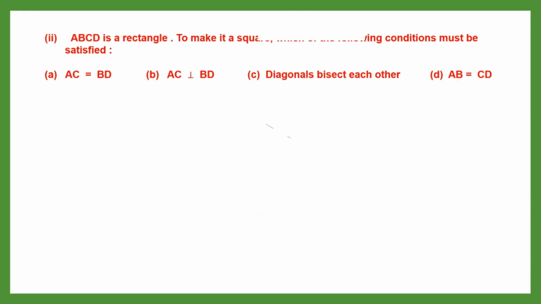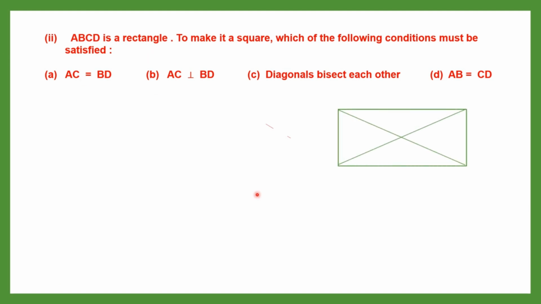Question 2. ABCD is a rectangle. So let's have a rectangle there. Now this is ABCD, a rectangle. If I have to change this rectangle to a square, which of the following conditions must be satisfied? Right now we have a rectangle and you can see the diagonals here.